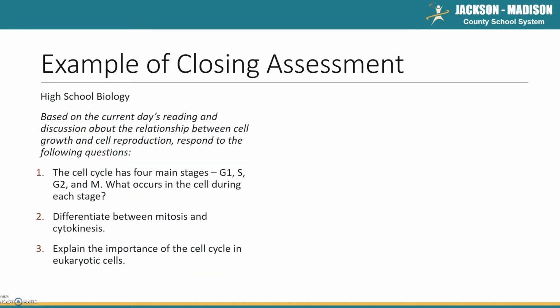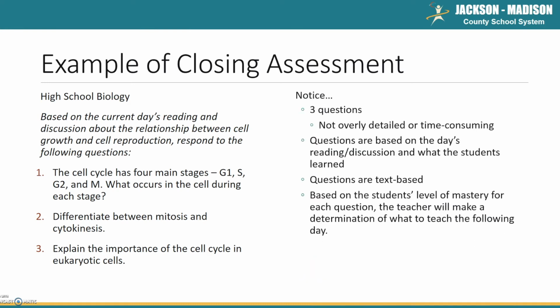The closing assessment is also used outside of ELA classes. Here is an example from a biology class. Students are asked to answer 3 questions pertaining to the relationship between cell growth and cell reproduction. Again, the questions increase in complexity and require the students to demonstrate their understanding of the day's objectives.